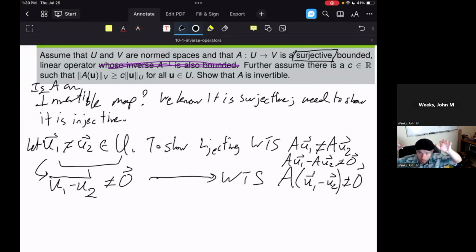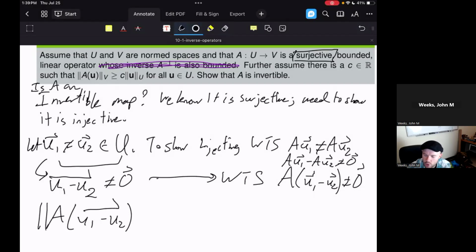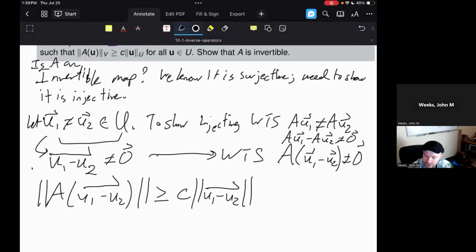You can imagine me again going through my proof column with a start column and an end column, and I'm figuring out how I would like to connect things in the middle here. I have that U1 minus U2 is not equal to the zero vector. I also know, just from this fact alone and the inequality that I'm given, that if I look at A times U1 minus U2 as a vector, and I'll put these together as one vector like this, that the norm of this is going to be greater than or equal to C times the norm of U1 minus U2. So this is by our inequality.